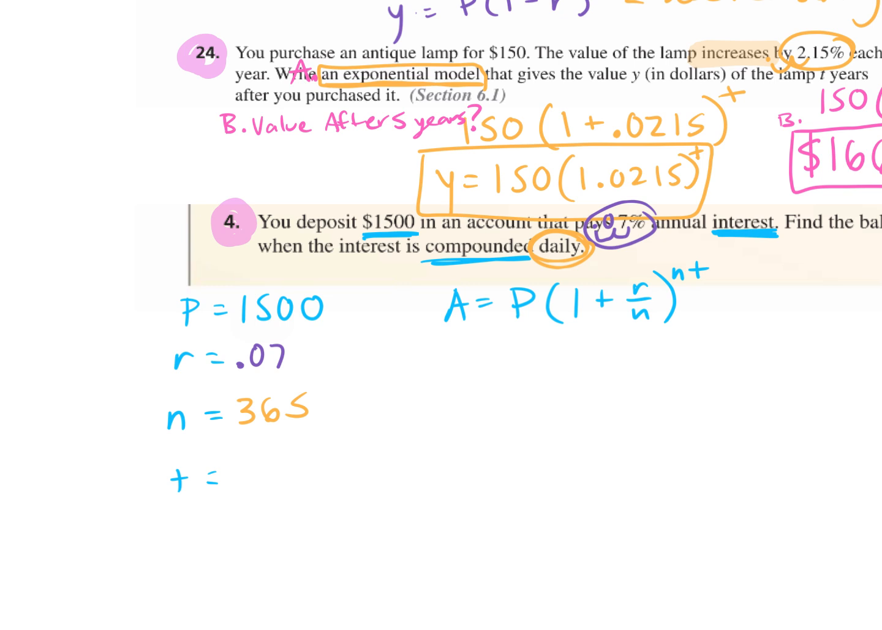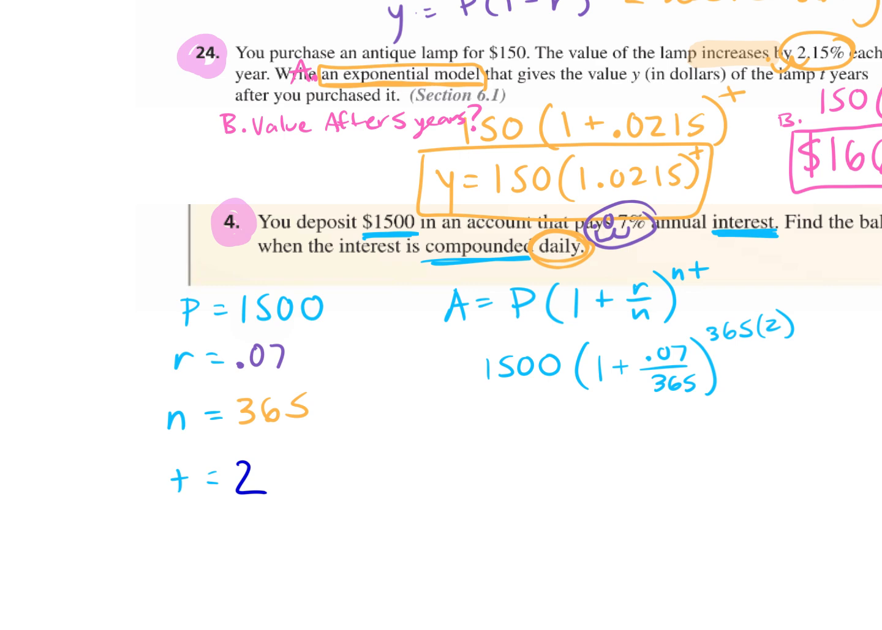365. And T is time. How many years are we looking at? 2 years. So let's plug everything in. I have 1,500 times 1 plus 0.07 over 365 to the power of 365 times 2.